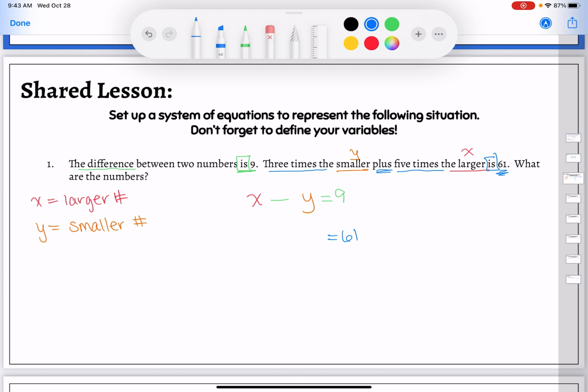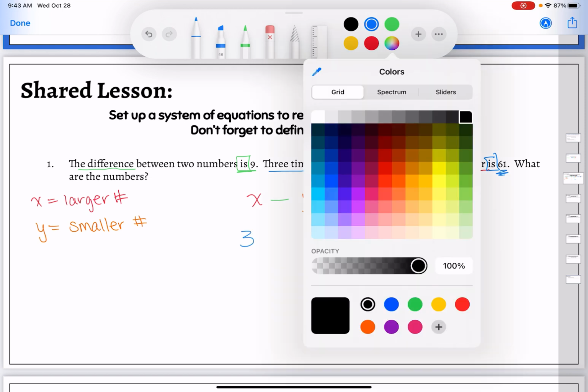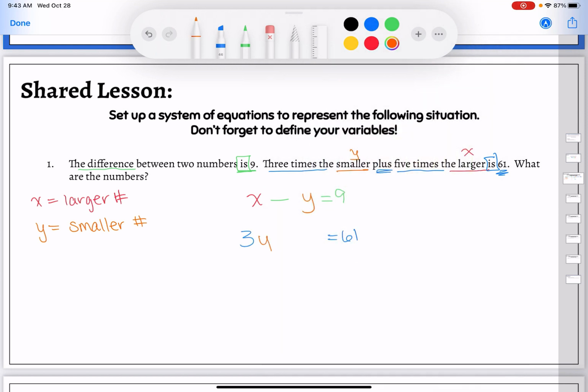So I'll have 3 times the smaller number, which was y, plus 5 times the larger number, which was x, is 61. So 3y plus 5x equals 61 for this system. So we've defined our variables and we wrote our 2 equations.